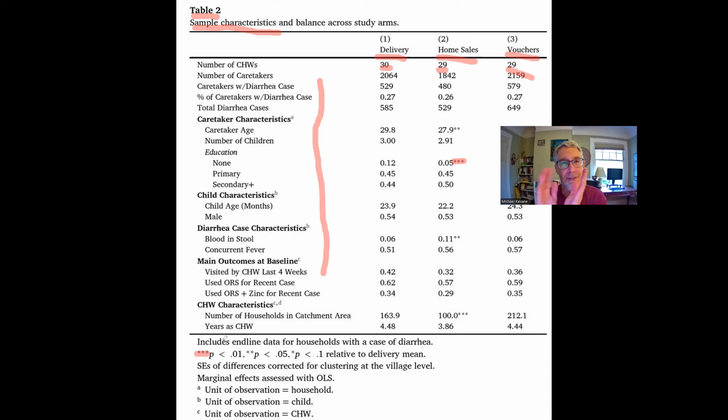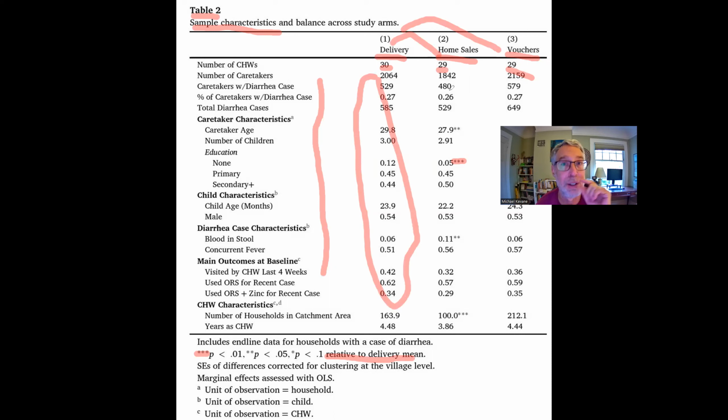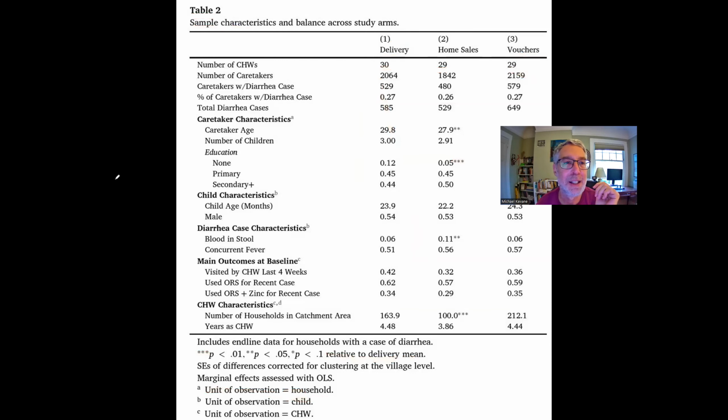You can only do a t-test of differences in two means. So each t-test is relative to the delivery mean. There's no asterisk on the delivery column because you're not testing this against itself. You're testing delivery against home sales and delivery against vouchers, whether the means are different. I like this table also because they carefully specify what the unit of observation is for these different variables. Some of them are at the household level, some of them are at the individual child level, and some of them are at the community health worker level. So they make that clear in the table.